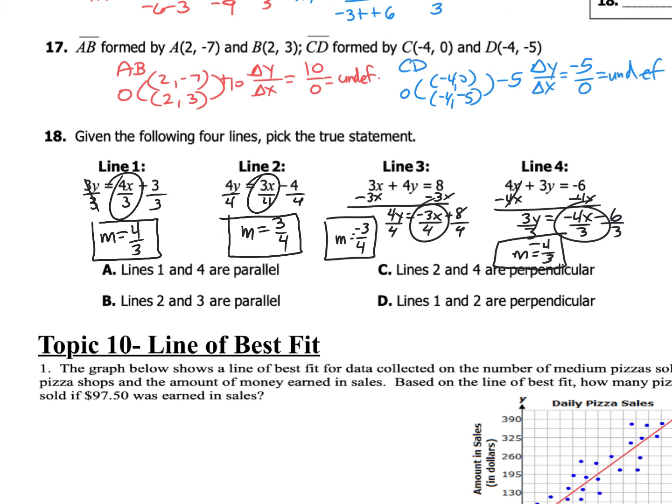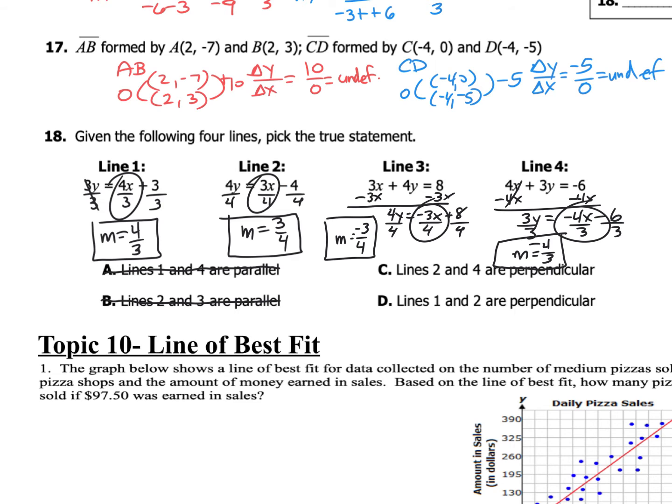All right. So we've got to pick which one of these is correct. Lines 1 and 4 are parallel. Well, 1 and 4 have different slopes. One is positive, one is negative. Lines 2 and 3 are parallel. 3/4 and negative 3/4. No, they got to be the same to be parallel.